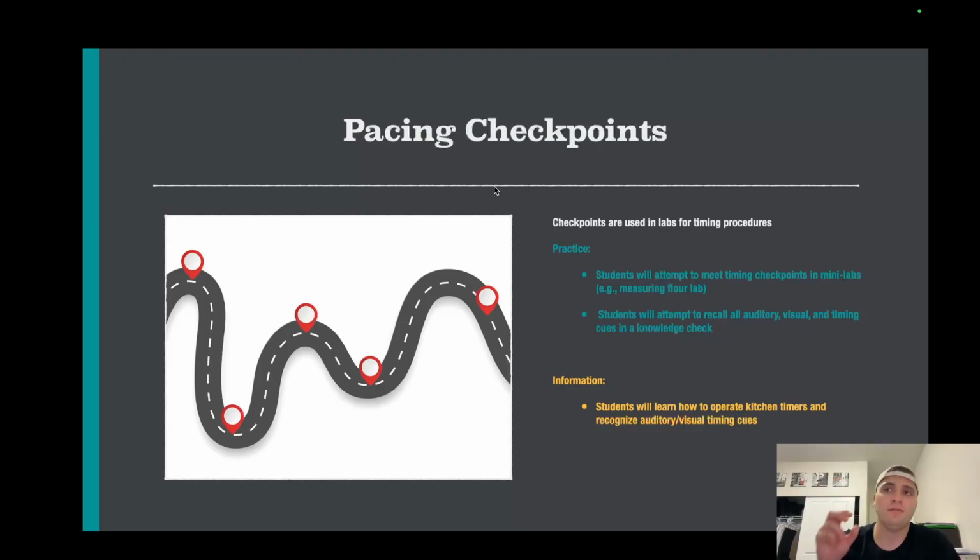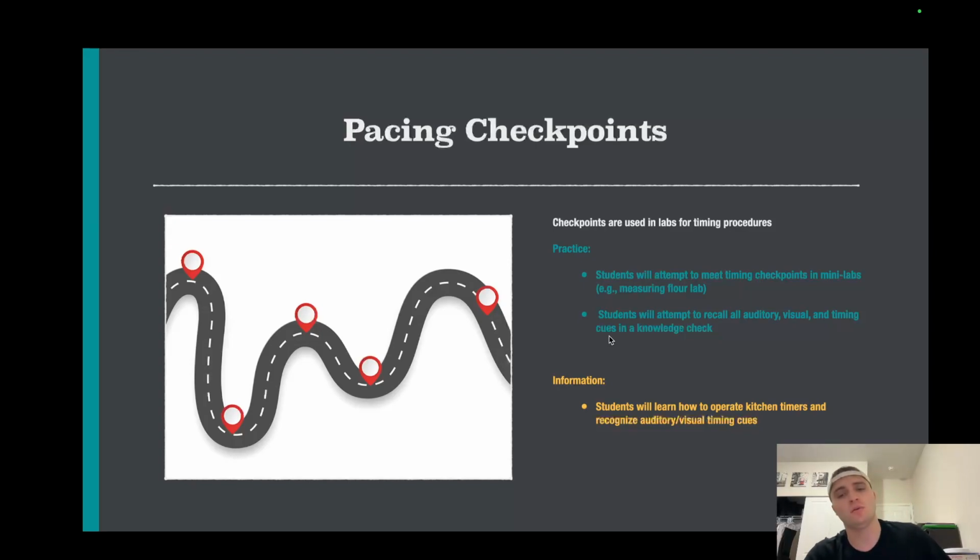Some additional practice would be to recall the auditory and visual cues. So maybe I have a certain sound that I will play instead of me announcing it and yelling and catching everyone off guard and taking away their attention from their task. Maybe we decide to set auditory or visual cues, and we practice those before we actually get into the lab space. So I play the sound. What's that mean? Oh, it means we need to be done. We're moving on. New checkpoint. That checkpoint's already passed. Something like that I think would be very, very helpful.